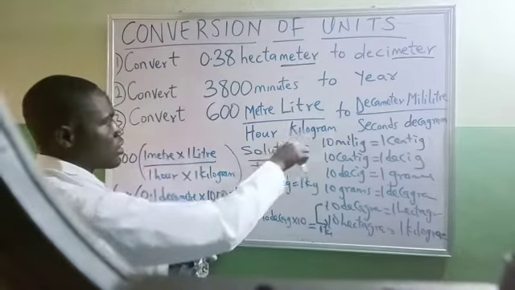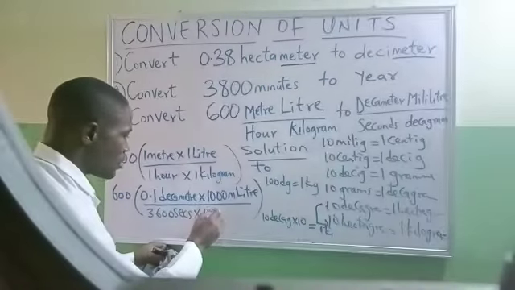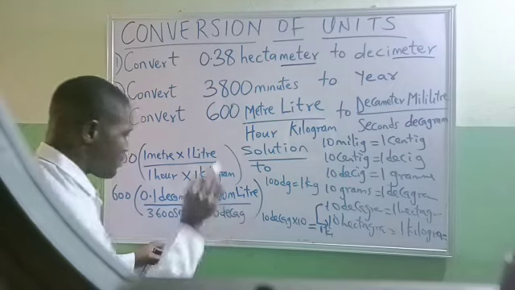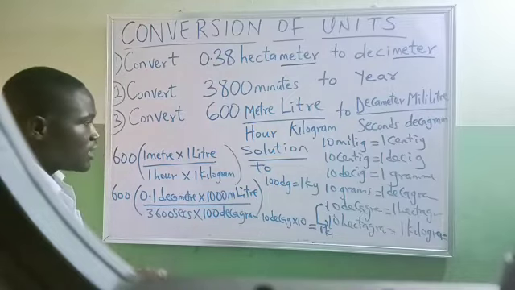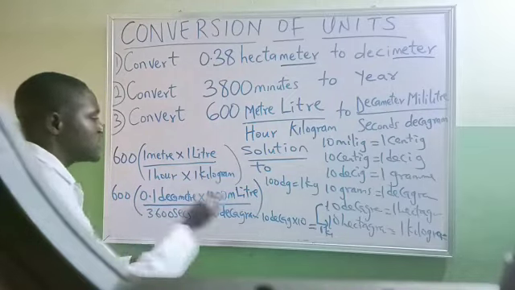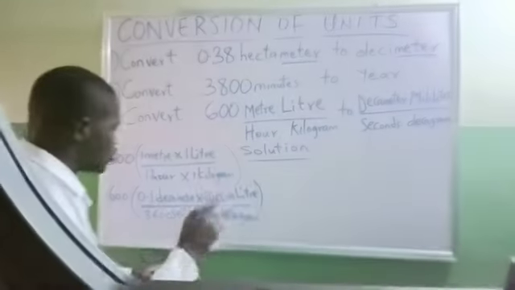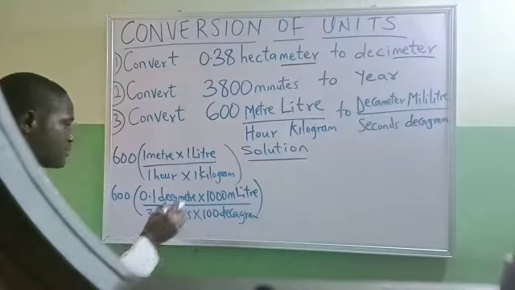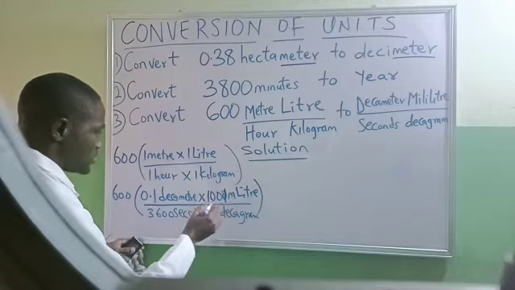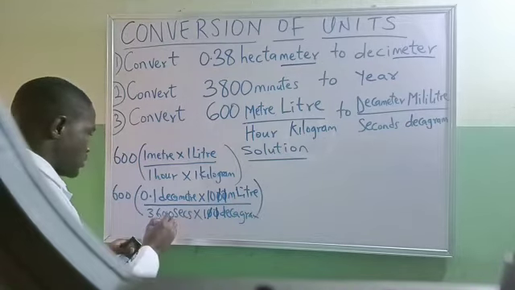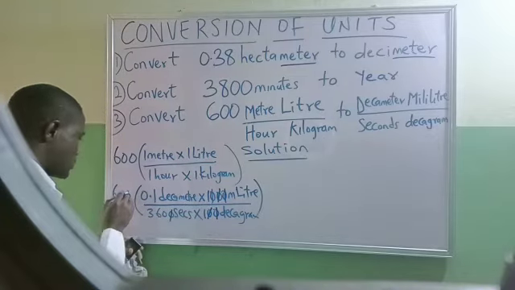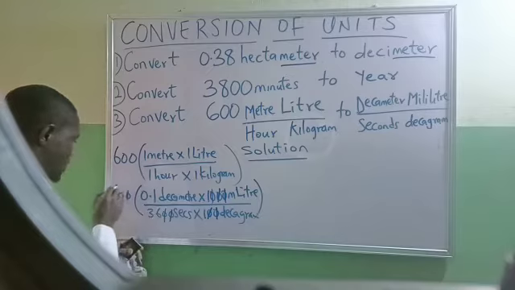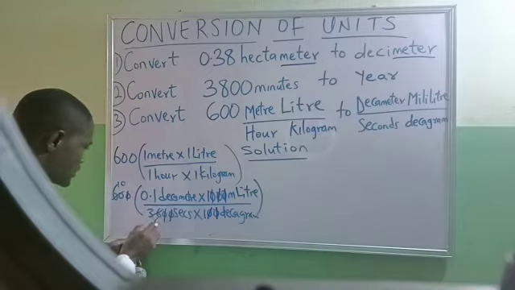We have gotten 1 kilogram immediately. That is equivalent to 100 decagram. Now see what we do. We have gotten the equivalence and we have put it here. Now, what we have to do next is to simplify. This will cancel this. This will cancel this. This will cancel this. What will remain? 0 will cancel this 0. 6 here, 10. 6 here, 6.